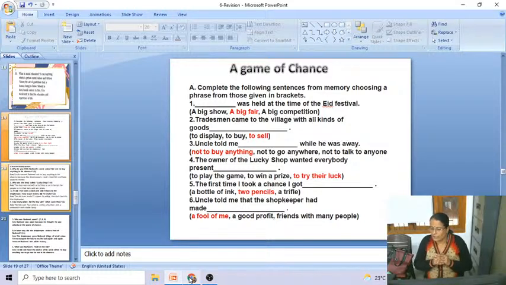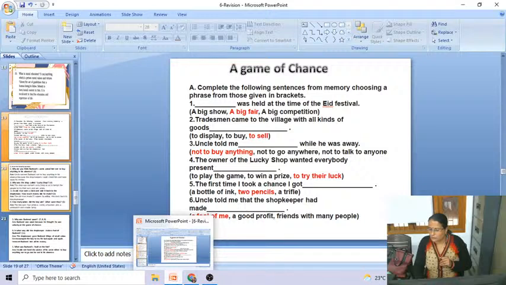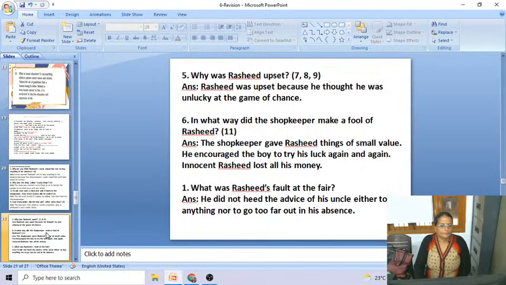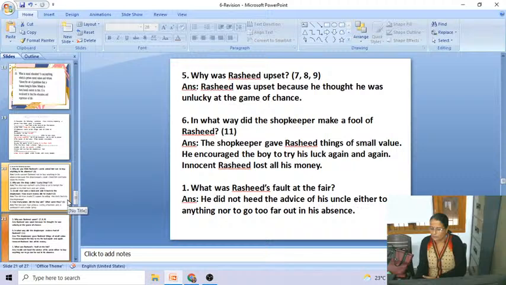Prabhas, he did not heed the advice of his uncle either to buy anything nor to go too far out of his absence. Good. Short forms. Okay, let's see. He did not heed the advice of his uncle either to buy anything nor to go too far out. ये दोनों उन्होंने सुना नहीं है, उन्होंने ये दोनों किया है. Right? That is the mistake he did.